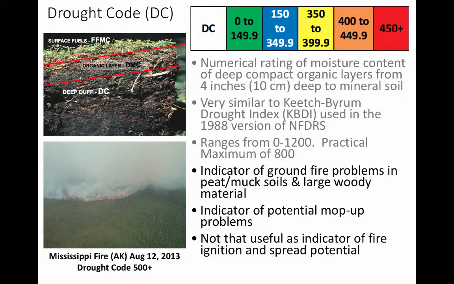The DC is an indicator of ground fire problems in peat and muck soils. Firefighters have related it to the difficulty of their mop-up work. However, alone, it is not suited as an indicator of fire ignition, spread, or even extreme fire behavior.